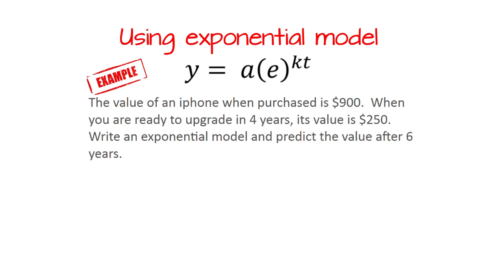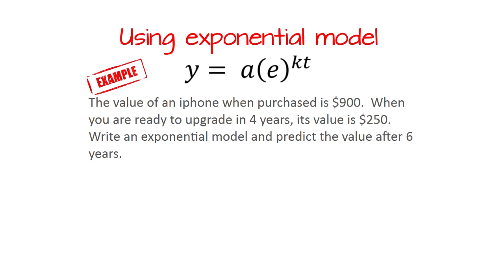Looks like here the value of an iPhone when purchased is $900. All right, that's your initial value right there. That was the initial cost. When you're ready to upgrade in 4 years, its new value is $250. Okay, write an exponential model and predict the value after 6 years.